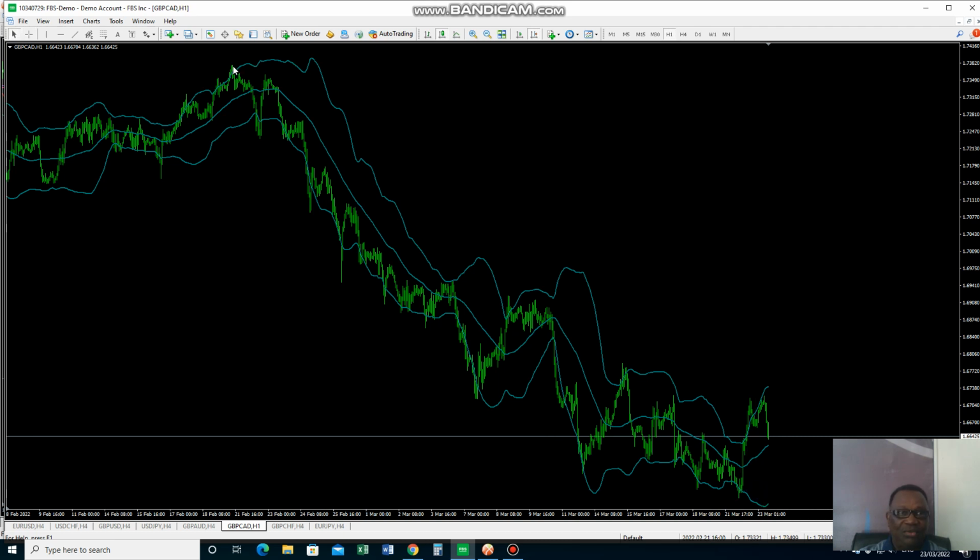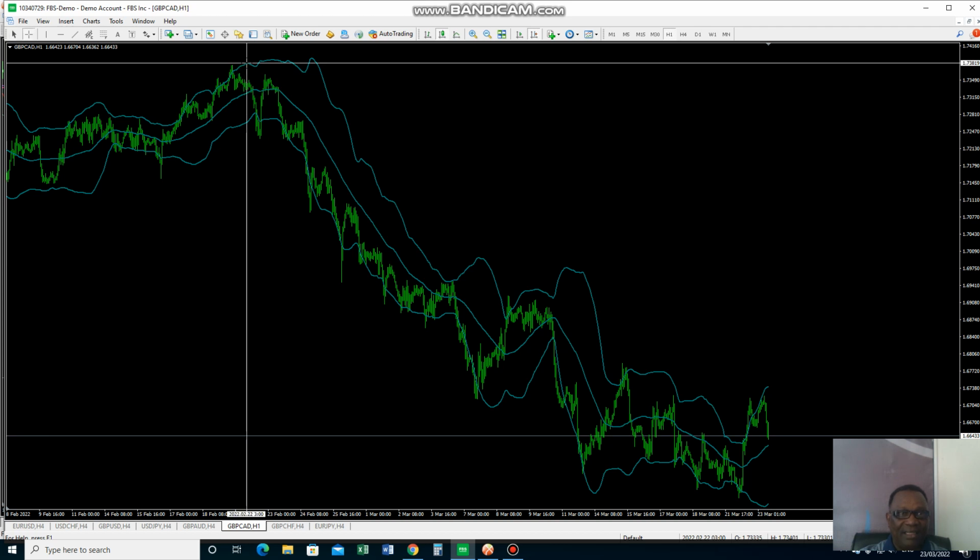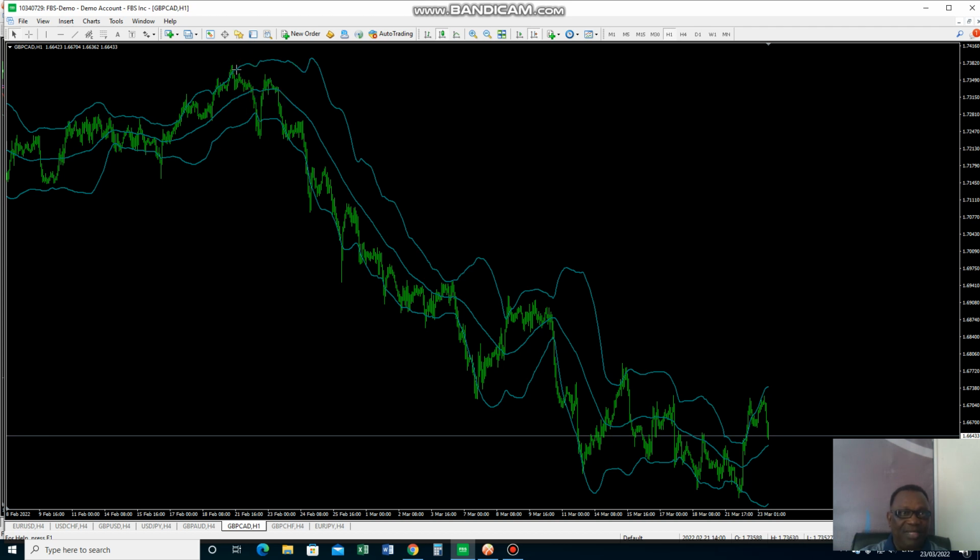I said once you see Bollinger Band at the top of the system, the three lines forming a straight line, then the market is getting exhausted. The market is being overbought. Once you see these three lines, you know this market is being overbought, and as such, is going to trend down.